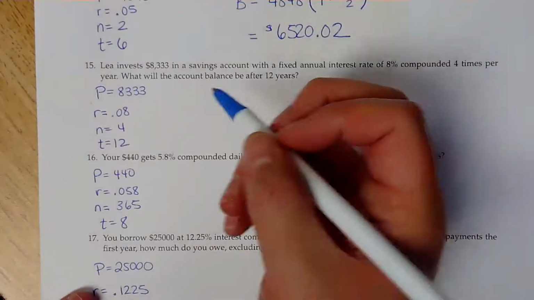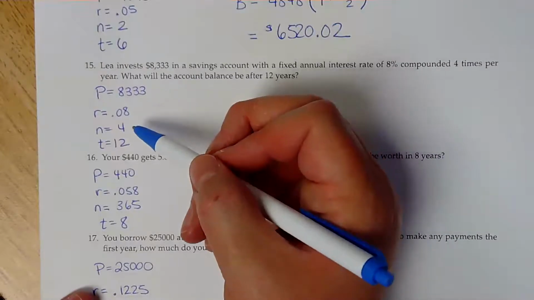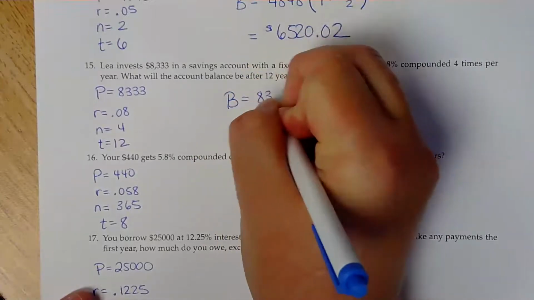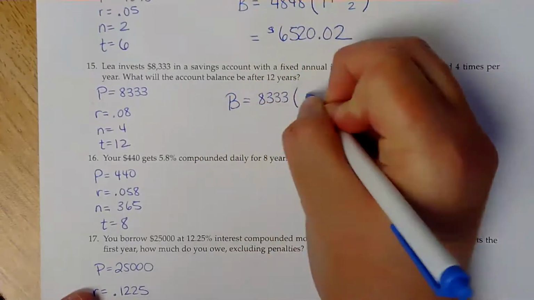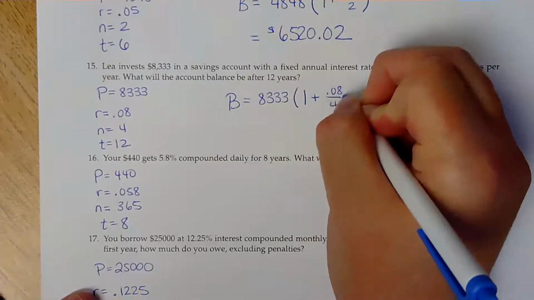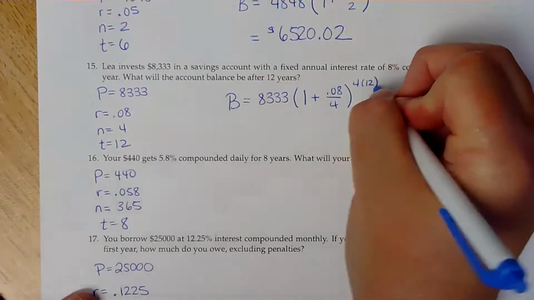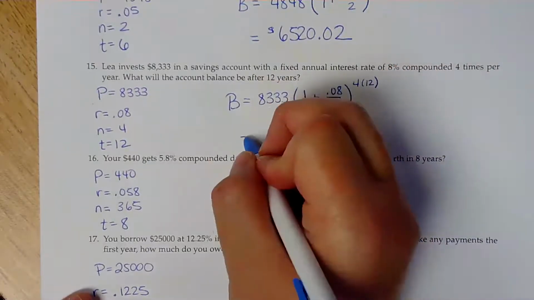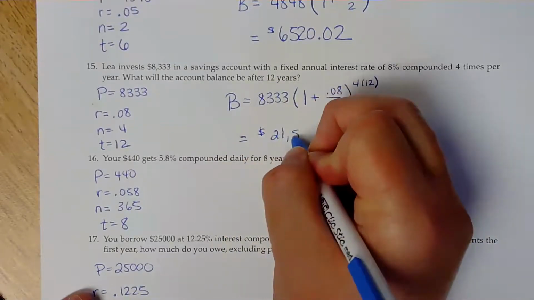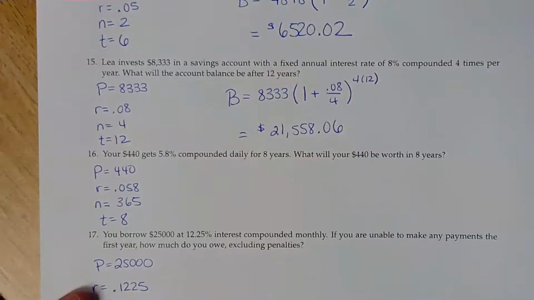So for 15, I have P is 8333, R is 0.08, N is 4, T is 12. So my balance is 8,333 times the quantity 1 plus 0.08 divided by 4, and that's raised to the exponent of 4 times 12. Okay, when I put that in the calculator, I got that my bank account will have $21,558.06 if I wait those 12 years.